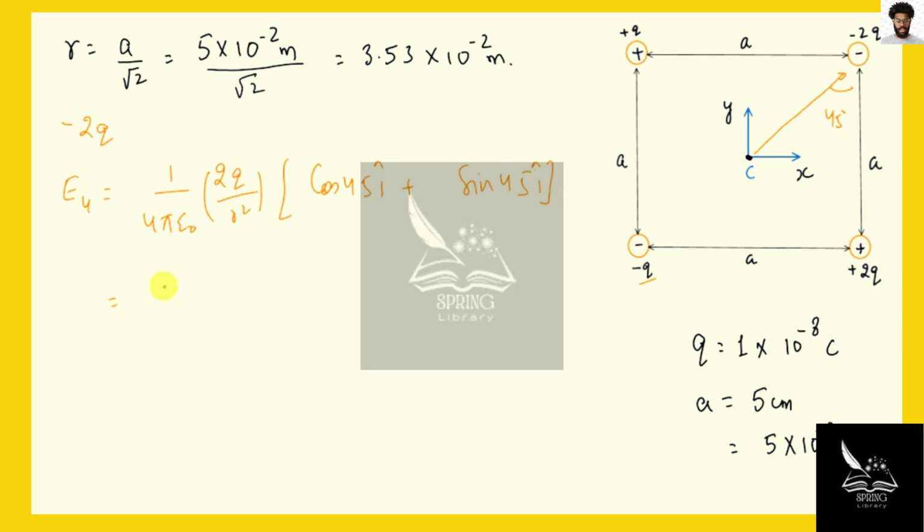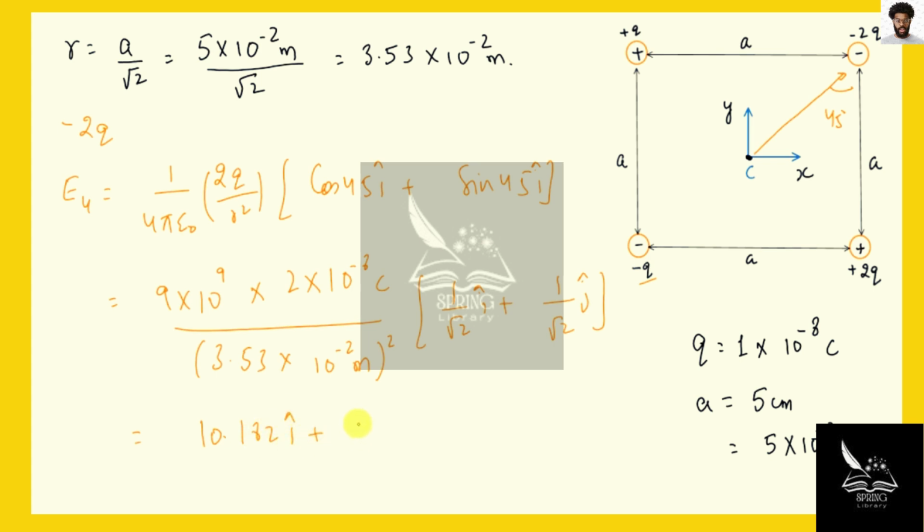Now I can put the values, so we'll get 9 times 10 to the power 9 multiplied with 2q, we have this much, so 10 to the power minus 8 coulomb, divided by r square, we have 3.53 times 10 to the power minus 2 meter whole square, and cosine 45 is 1 over root 2 i cap plus 1 over root 2 j cap. Now we're going to simplify this and we'll get 10.182 i cap plus 10.182 j cap.